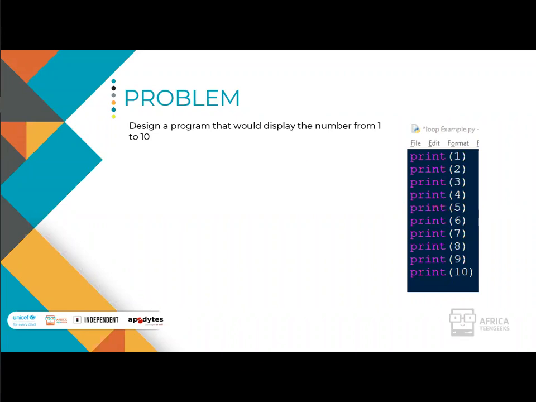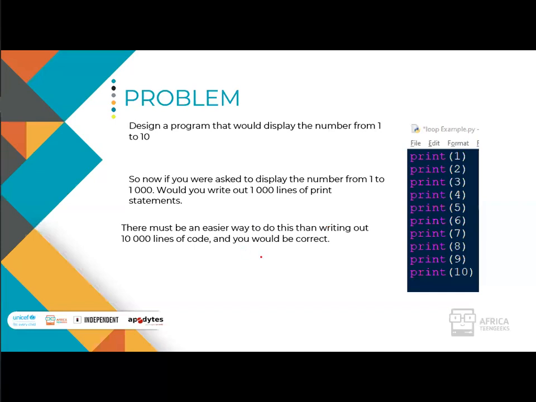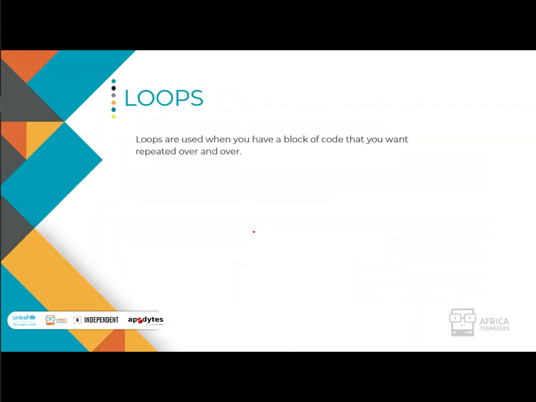What if I come and say, okay, class, I want to change it slightly. Let's do it for 1 to 1,000 now. You'll go and copy and paste that and put 1 to 1,000. No, there must be some easier way to do this. And in programming, there is an easier way. The easier way to do this in programming is what we refer to as loops.